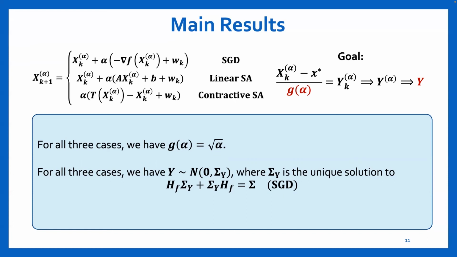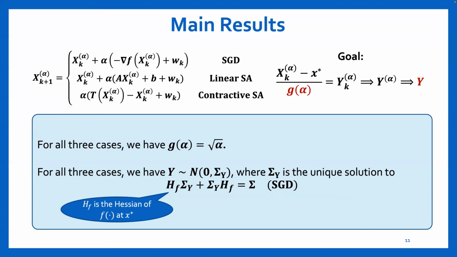So the covariance matrix for all these algorithms is actually a solution of some proper Lyapunov equation. For time limit, I'm going to present only one Lyapunov equation here, which is for the SGD algorithm. The covariance of the stationary distribution is the unique solution to this, where this Hessian matrix is the Hessian matrix of the objective function f at x star. Since my objective function is strongly convex, this Hessian matrix is a positive definite matrix. This ensures that this Lyapunov equation has a unique solution.